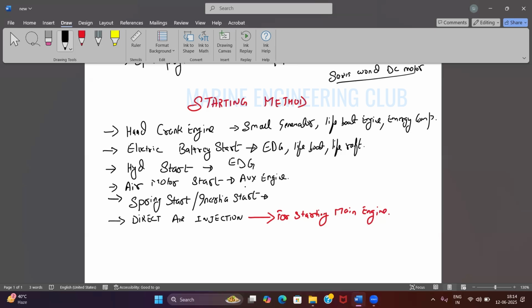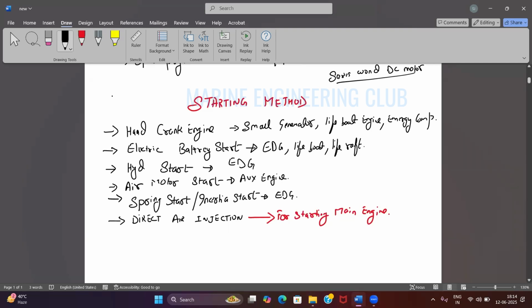Sir, you said that auxiliary engines on container ships use direct air injection? Not all. It depends upon the cylinders. With less than six cylinders, we can use the air motor. If there are more, then we can use the direct air injection method, right? Correct. I will come to that. Spring and inertia start is also sometimes given for the emergency diesel generator, as a second means of starting other than your battery starter.